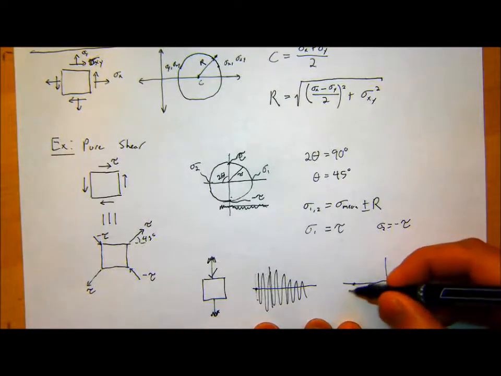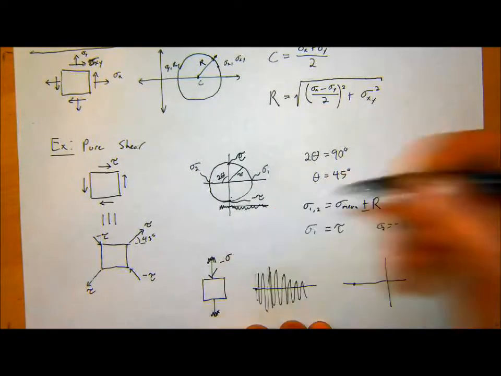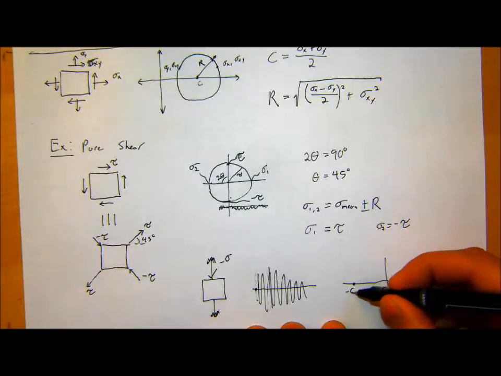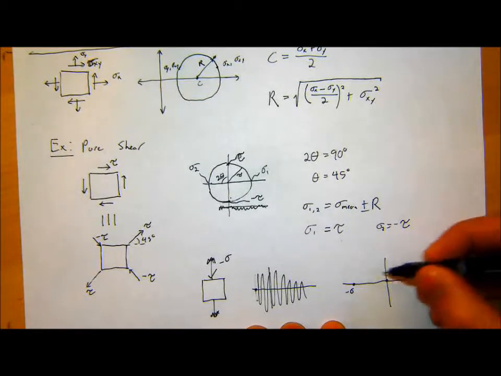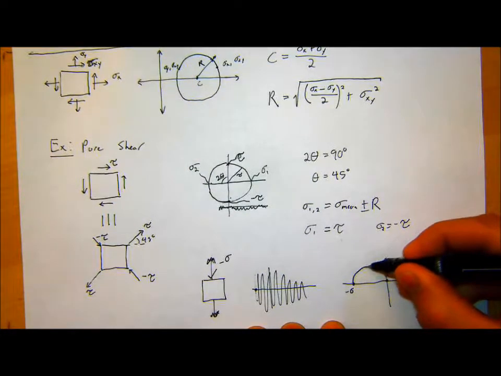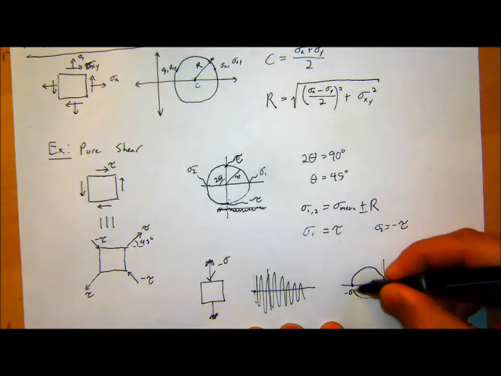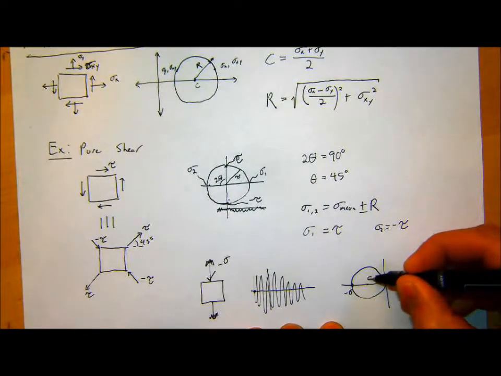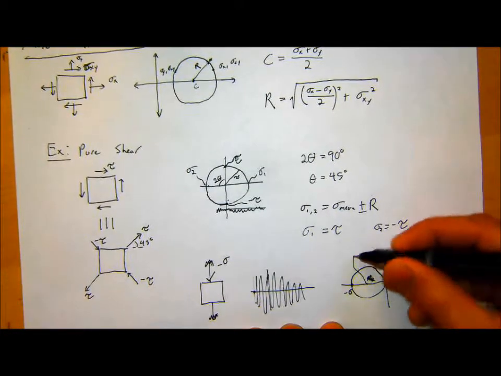This is some minus sigma acting. I have a minus sigma here. My sigma y is 0, and I have no shear stress acting there. And I have a circle kind of going around like this, with the center now at sigma over 2. Sigma over 2 is my center.